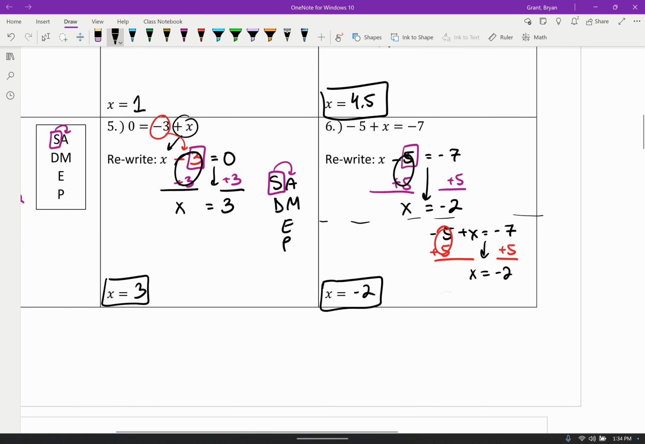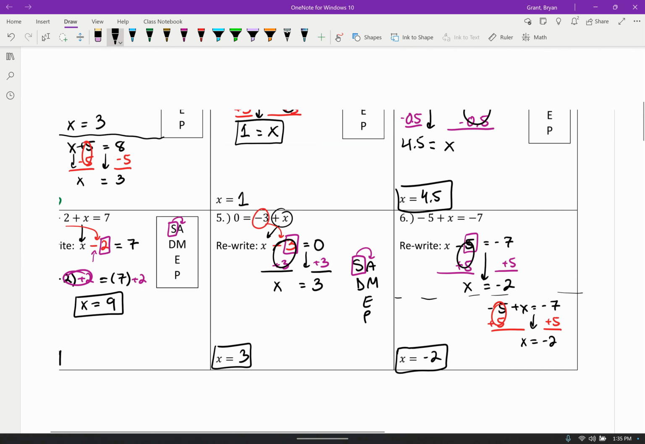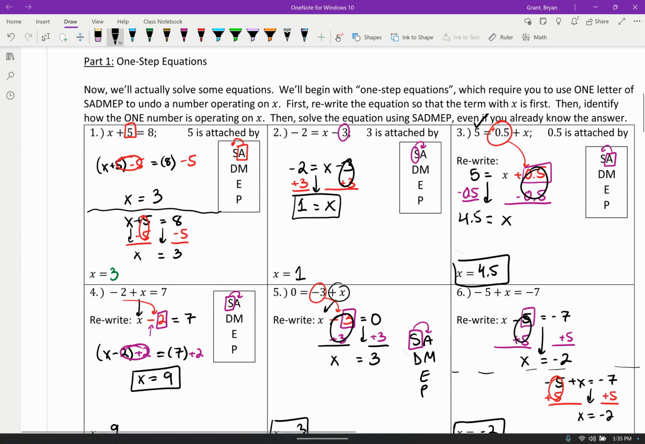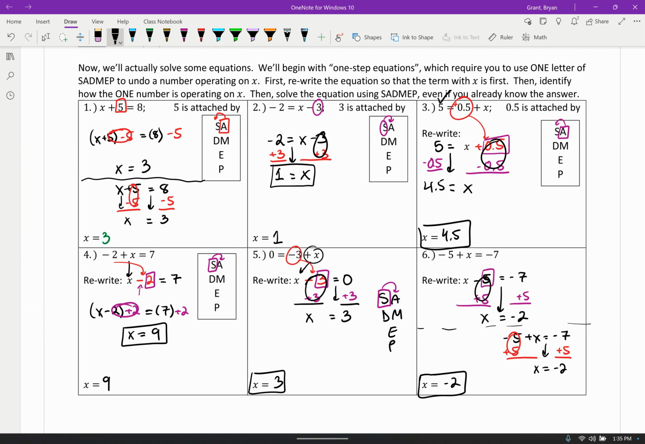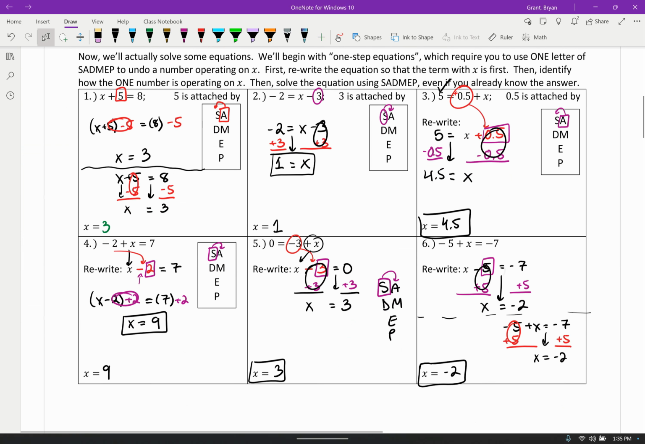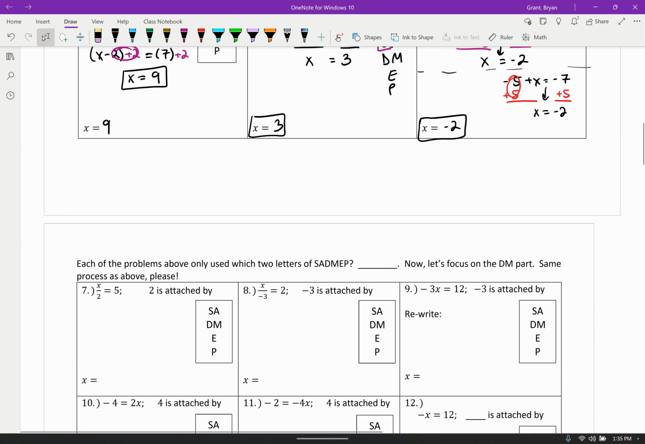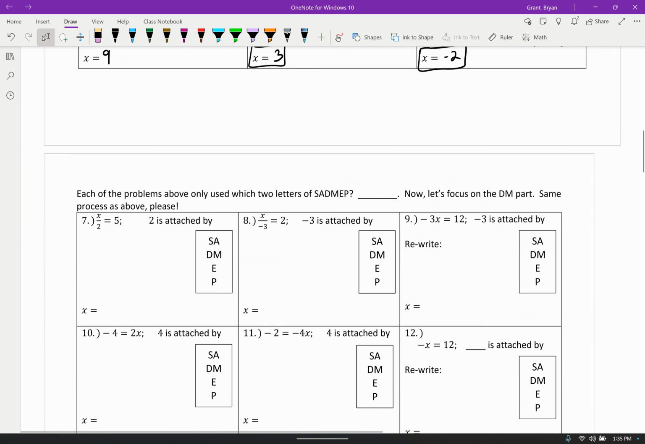Okay. Well, if you're feeling decently confident with these one-step equations, that's awesome. But if this section is still stumping you a bit, definitely find your teacher or a friend and ask them for some help. We can do many, many more one-step equation problems. But you should also notice something about the 6 problems we just did. Each of those problems only used the S and the A from SADMAP. We have like 4 other letters that we've neglected here, right? We just used S and A.